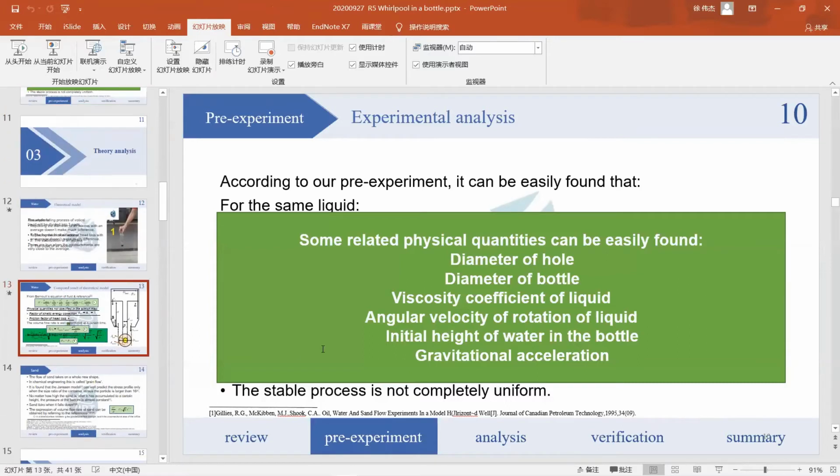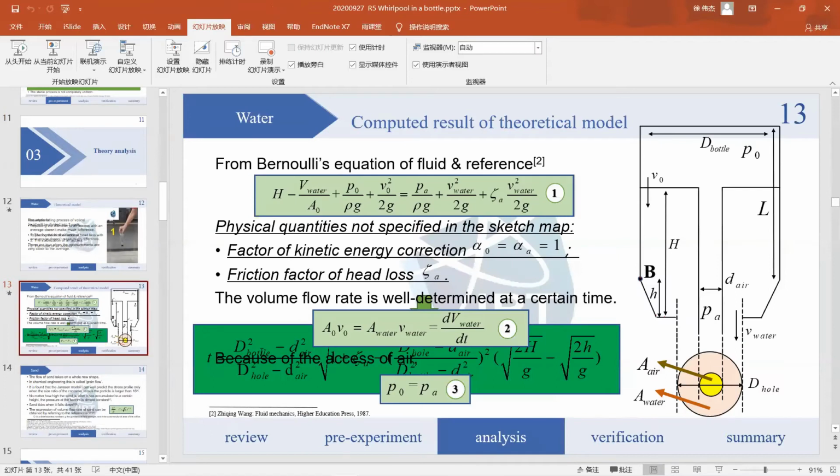Yes, it is decided by the material of the bottle and the material of the cap, and the exact shape of the hole. You know that we can't take the hole as perfect, there are some imperfections on the hole.